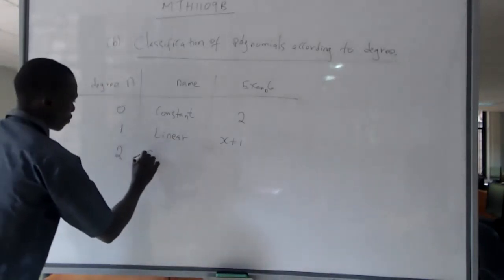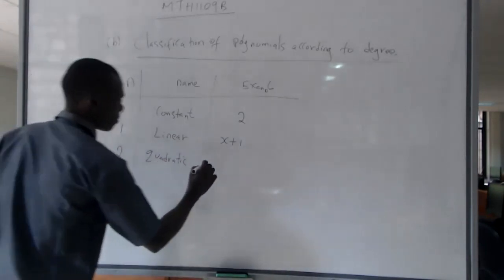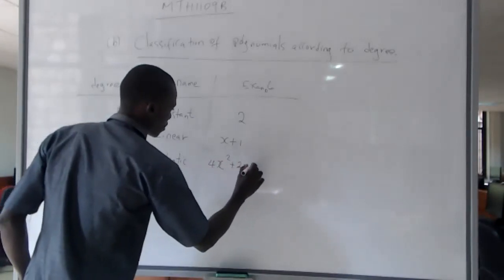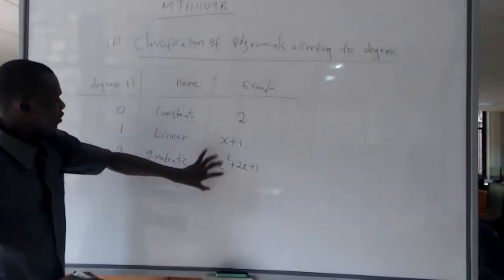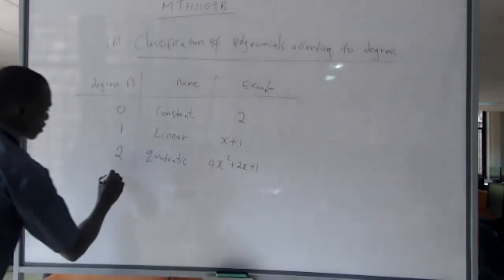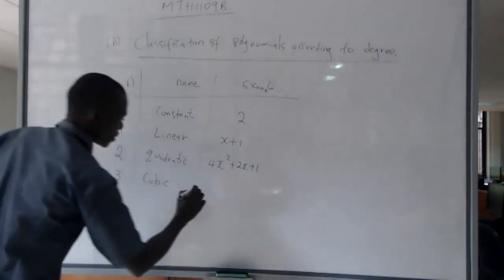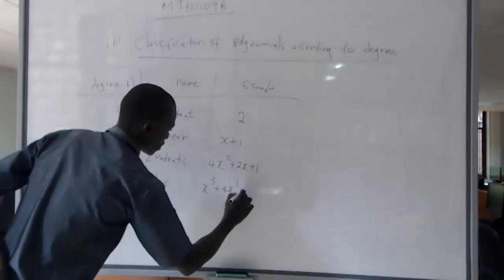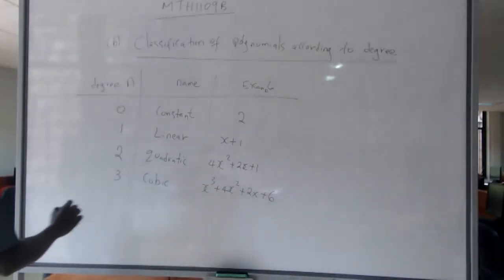Degree 2, we call these ones quadratic. For example, 4x squared plus 2x plus 1. This is degree 2. So the highest exponent is 2 and it has a non-zero coefficient. So this is called a quadratic polynomial. When the degree is 3, we refer to it as cubic. Example, x cubed plus 4x squared plus 2x plus 6. You can go on and on.